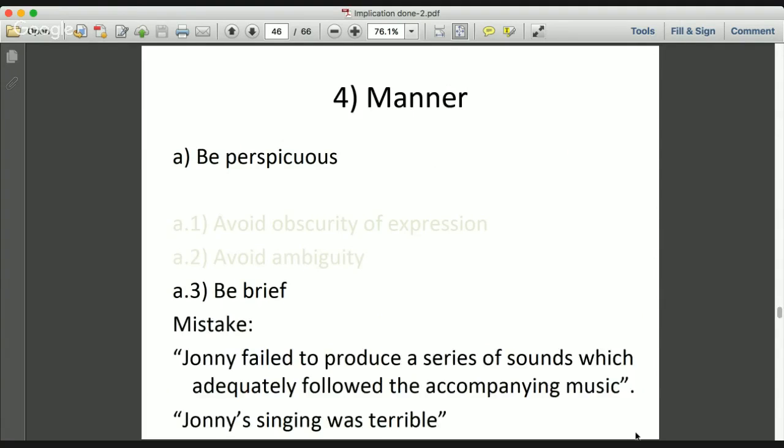Also, being brief. "Johnny failed to produce a series of sounds which adequately followed the accompanying music" might mean Johnny's singing was terrible. Just say it as "Johnny's singing was terrible." Why say it in a long-winded way? So there's all these ways that you can go wrong, failures, breakdowns in language, which are not logical breakdowns and failures in language. That's basically what I'm going to be hammering home with loads of examples: there's things that you can do wrong that don't correspond to logical mistakes in any way.